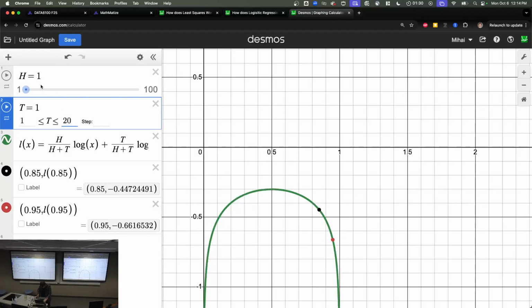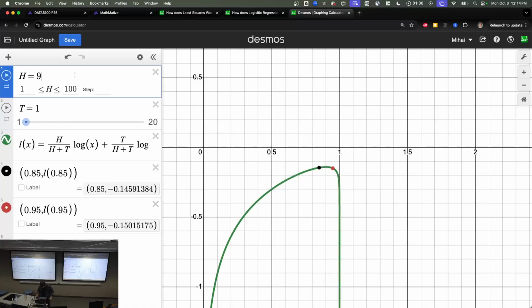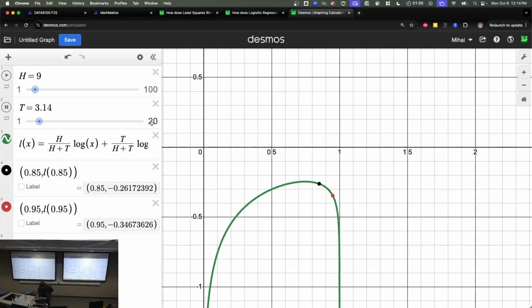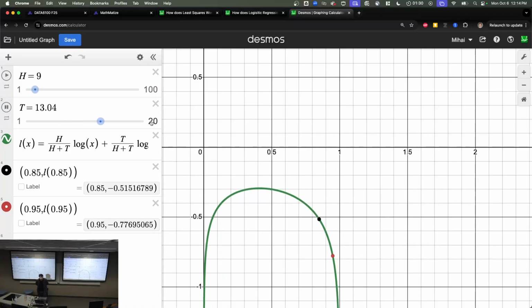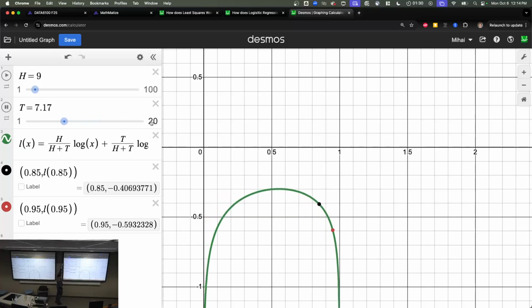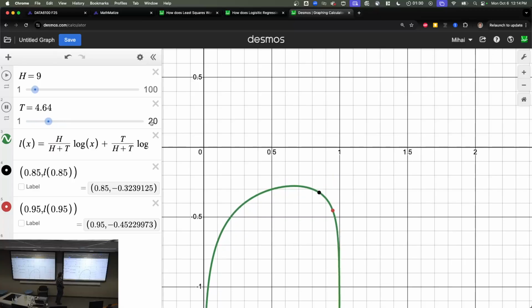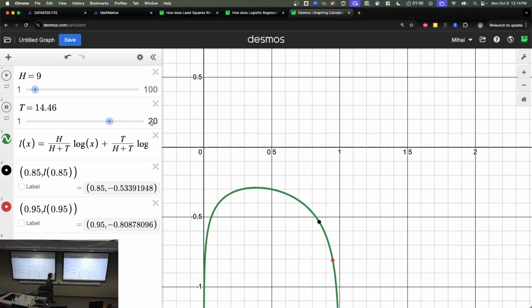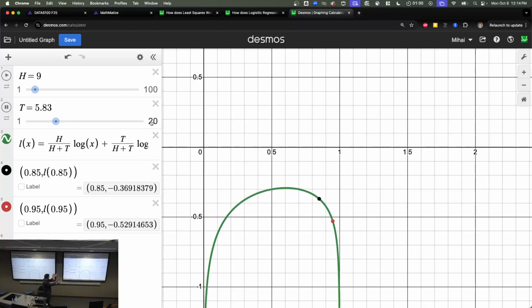Here, let's make the number of heads 9 like it was before, and let's have the number of tails run around. This function is measuring how good or bad your guess is given some data that you saw. It seems like 0.85 is a better guess than the other ones because it's higher up, it's doing a better score, it has a better likelihood.